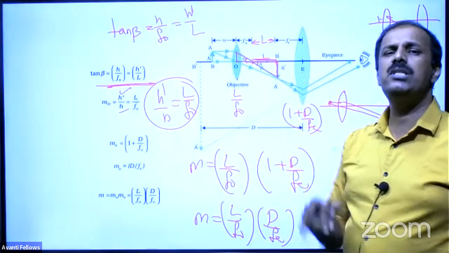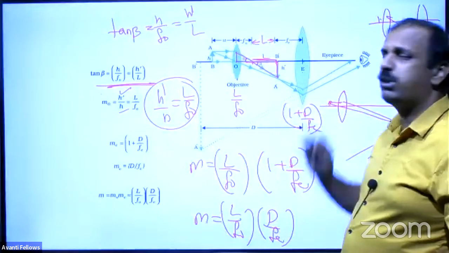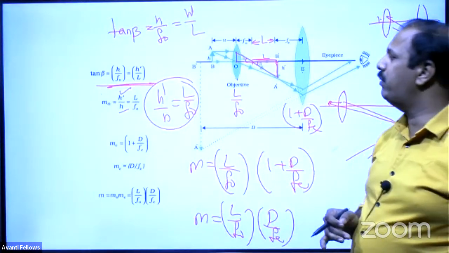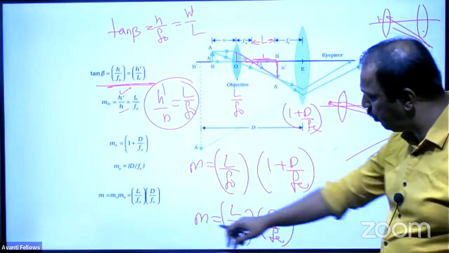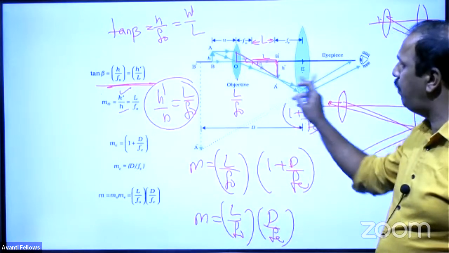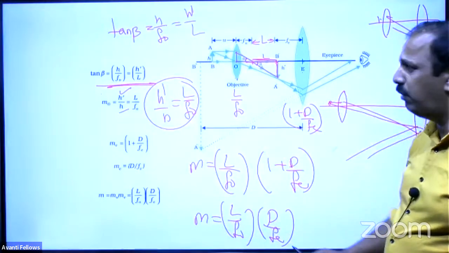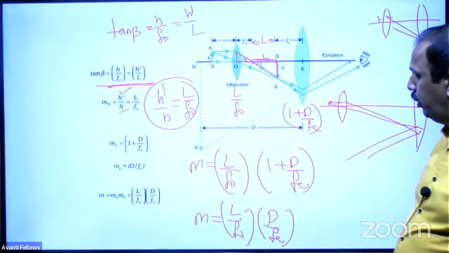So which one will you select for making a telescope? Which one will you select for making a microscope? That kind of question will come. So you should see here, for getting big magnification for a microscope, both should have lower focal length. The focal length should be small for both.